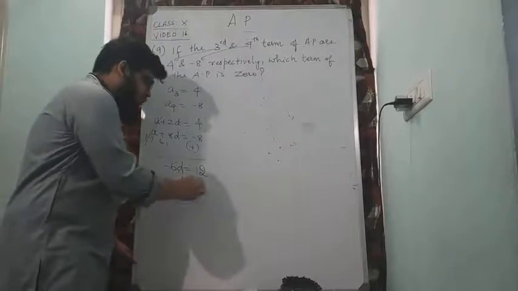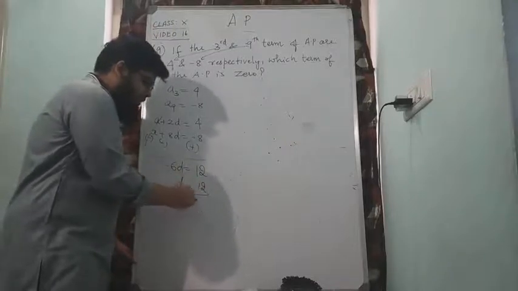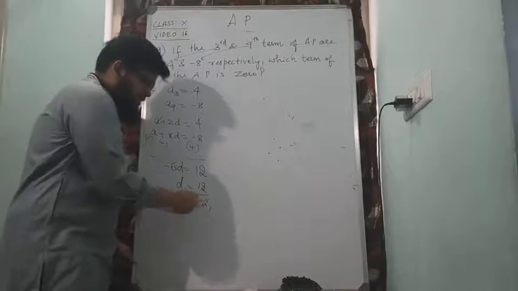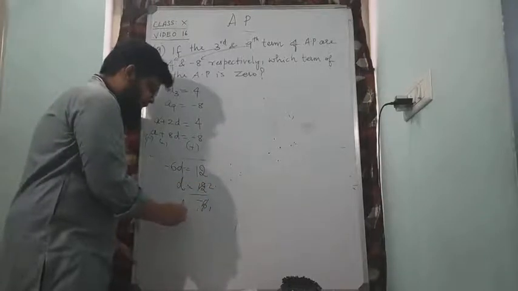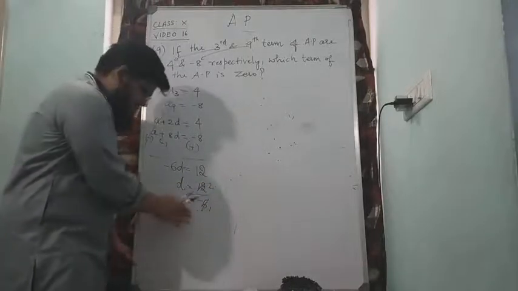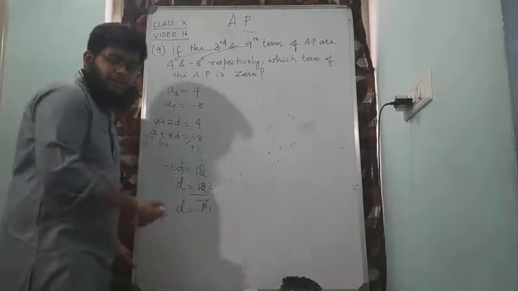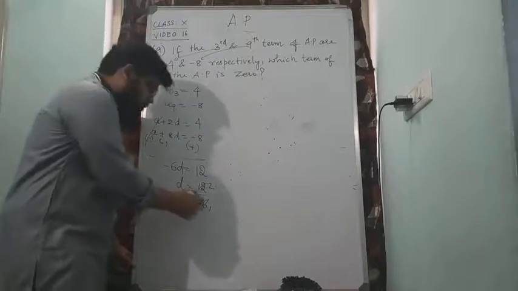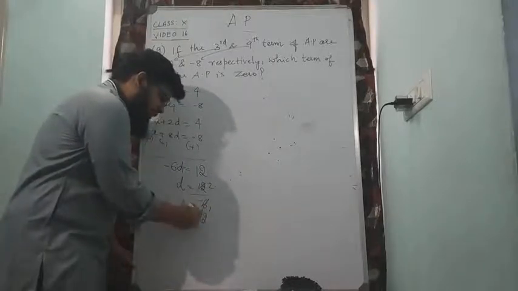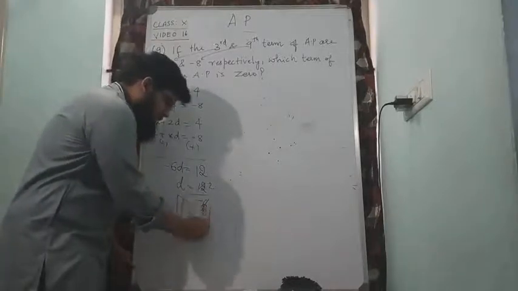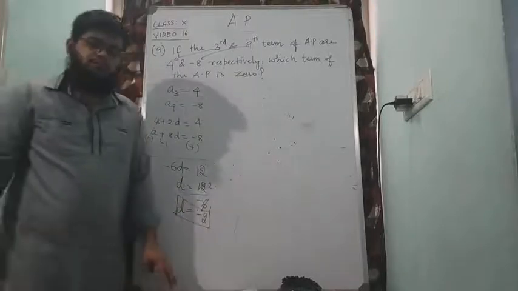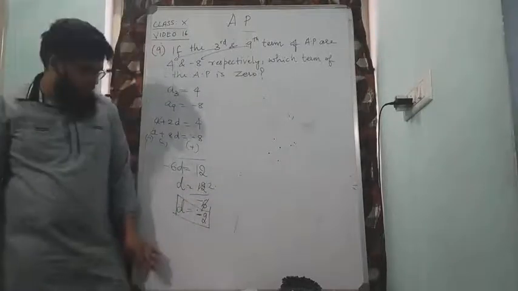So D will be equal to 12 into minus 6, it will become divided by minus 6. 6 ones are 6, 6 twos are 12. D is equal to, we have learned in previous classes, whenever we have a negative sign in the denominator, it should always be taken to the numerator. So we have 2, and if I take this negative sign to the numerator, the value of D becomes minus 2. So D is equal to minus 2.